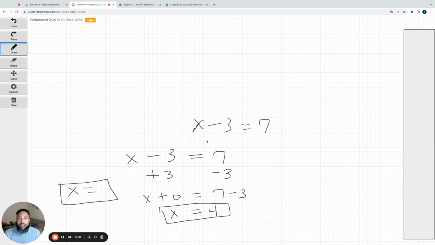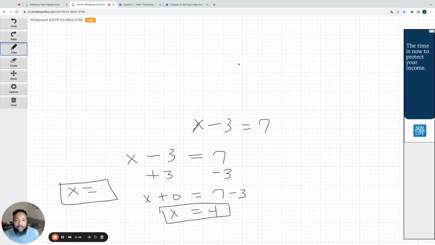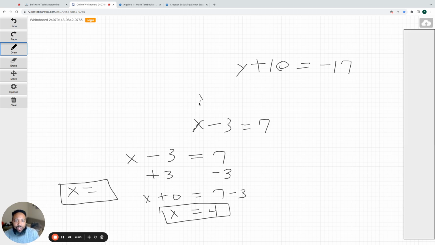All right. So we did addition, we did subtraction. Let's do one more just to make sure that you guys understand. So you can also use another variable. You could say y plus 10 equals negative 17. Let's try it with a negative number. And we've got a y variable. So what we need to do to both sides, we want to get the y by itself. Remember, we're solving for y.